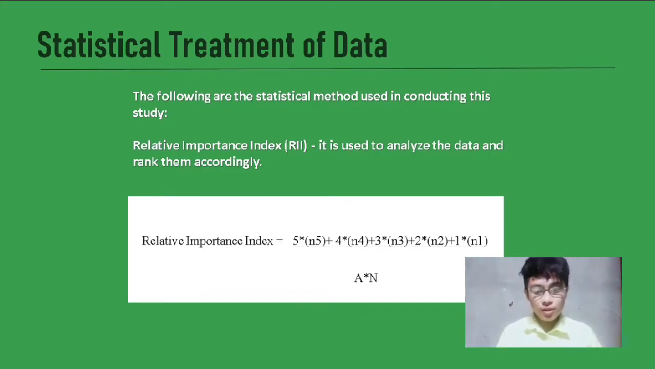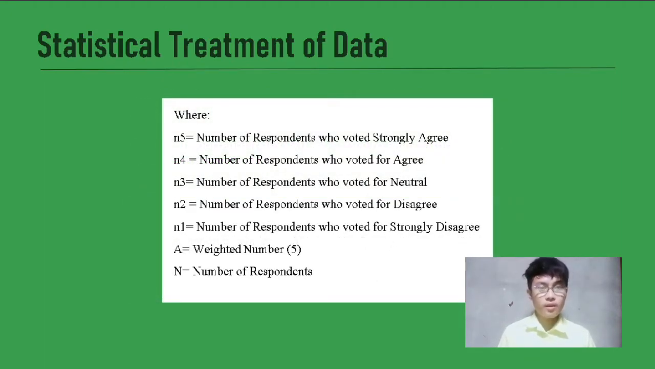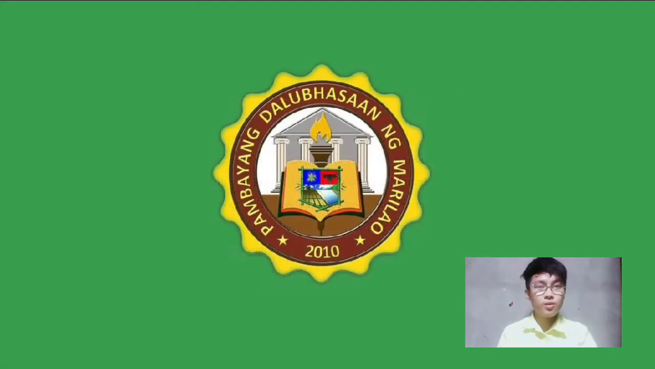In this study, we use the relative importance index as a formula to analyze the data and get the ranking of factors that affect programming performance of IT students, using the formula shown in the presentation, where N5 is the number of respondents who rated 5, N4 is the number of respondents who rated 4, N3 is the number of respondents who rated 3, N2 is the number of respondents who rated 2, N1 is the number of respondents who rated 1, and A is the weighted number, which is 5. Then N is the number of respondents, which is 35.